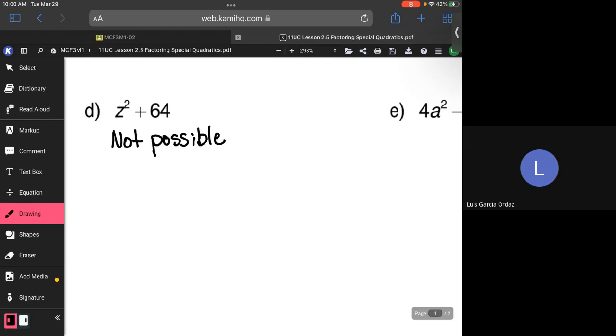Please tell me we're never going to have to figure out if it's not possible. Oh, you'll notice right away. Just look at what's in the middle. Wouldn't you do like perfect square trinomial or something? No. Perfect square trinomial has to have x squared plus something x and then plus a number.